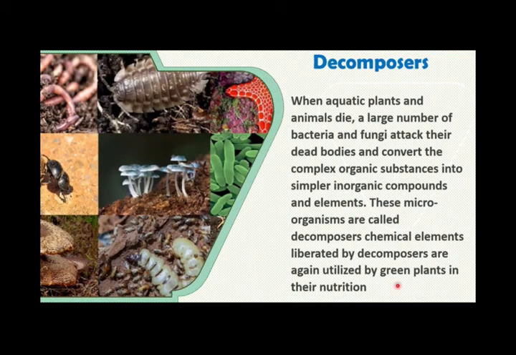Now the third component of the biotic component is the decomposers and transformers. When aquatic plants and animals die, a large number of bacteria and fungi attack their dead bodies and convert the complex organic substances into simpler inorganic compounds and elements. These microorganisms are called decomposers. Chemical elements liberated by decomposition are again utilized by the green plants in their nutrition.